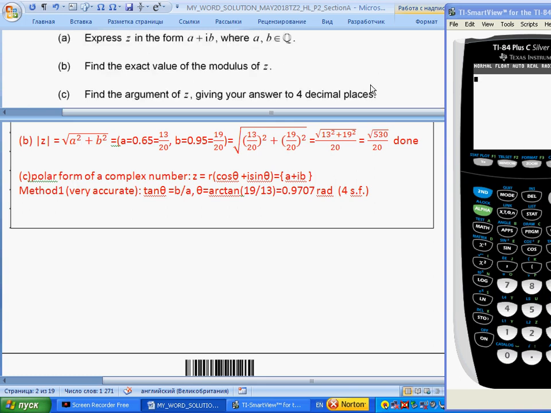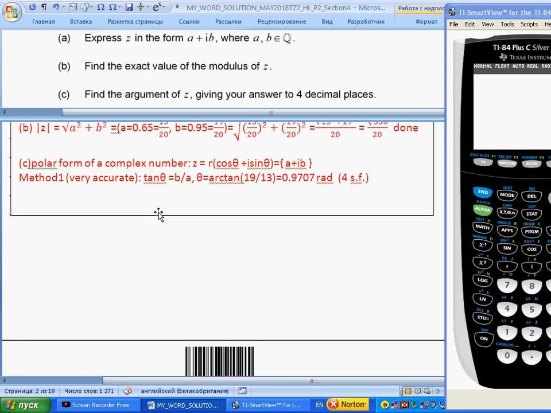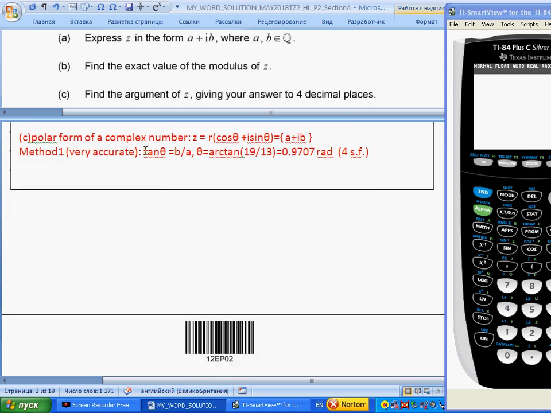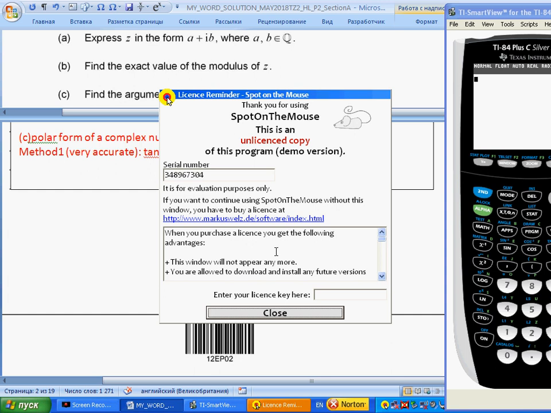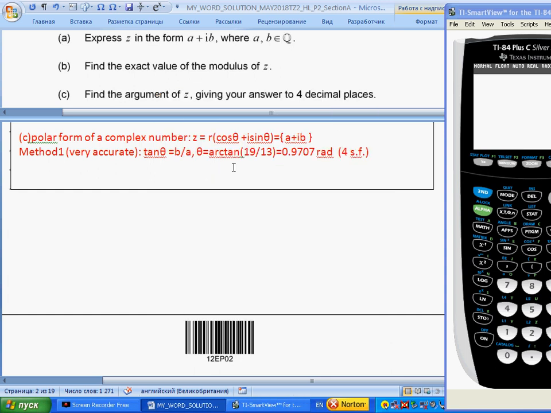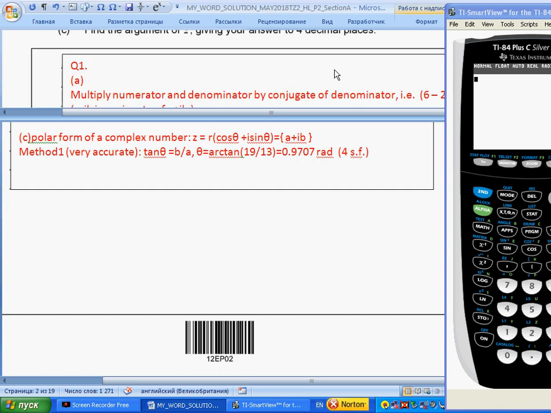Find the argument of z, giving your answer to 4 decimal places. So the polar form of the complex number z looks like this. From this we see that tangent equals b over a, and to find the angle theta we need the inverse function, arctangent of b over a, which is 19 over 3. This is the answer with 4 significant figures. Question is done. Let's go further.